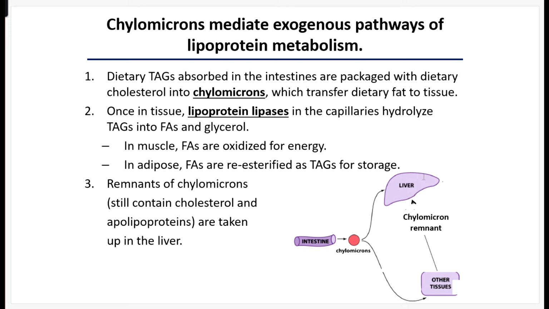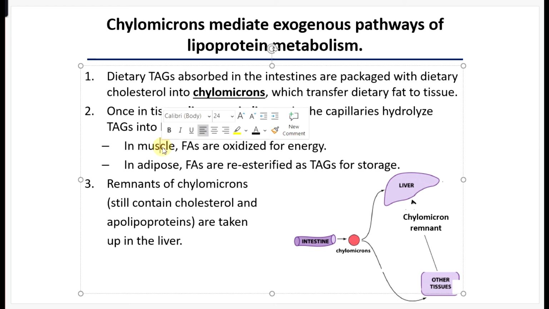Chylomicrons can also be delivered directly to the liver if there's an excess amount, for processing by the liver. So chylomicrons can be destined for tissues or the liver. And tissues include muscle, adipose tissue, and also maybe the heart, which can also use fatty acids as a source of energy.